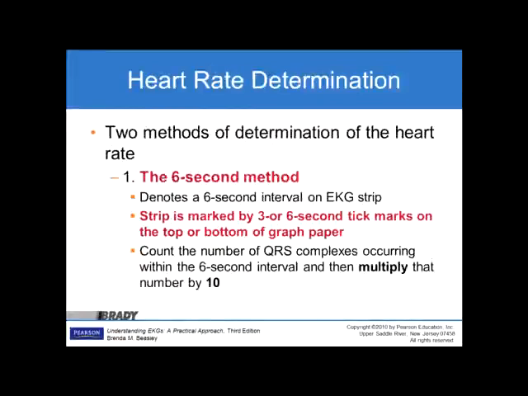Heart rate determination. There are a few ways that we can do this. The first of 2 methods of determining the heart rate is the 6-second strip method, which denotes a 6-second interval on the EKG strip. The strip is marked by 3 or 6-second tick marks on the top or the bottom of the graph paper. Count the number of QRS complexes occurring within the 6-second strip and then multiply that number by 10.